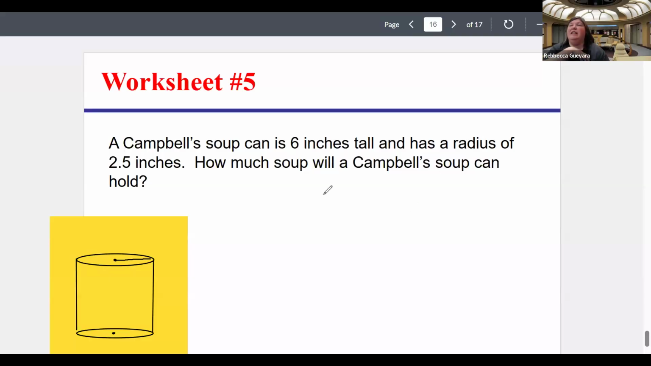Okay, so we have this Campbell soup can. It's 6 inches tall with a radius of 2.5 inches. We want to know how much soup it's going to hold, so we're looking for volume. So we're literally looking for the volume of a can, or instead of a can, we are going to call this a cylinder.